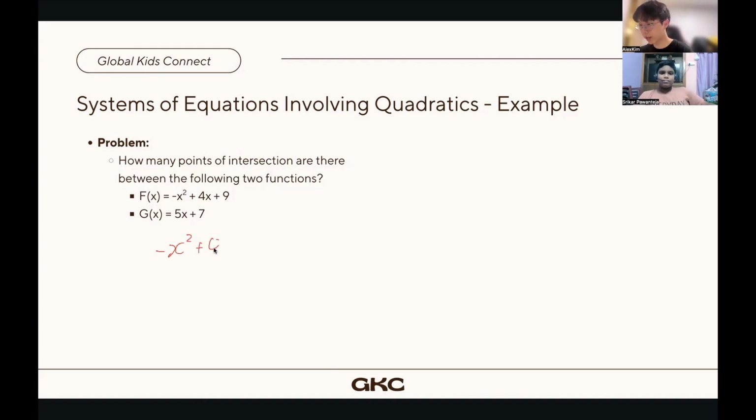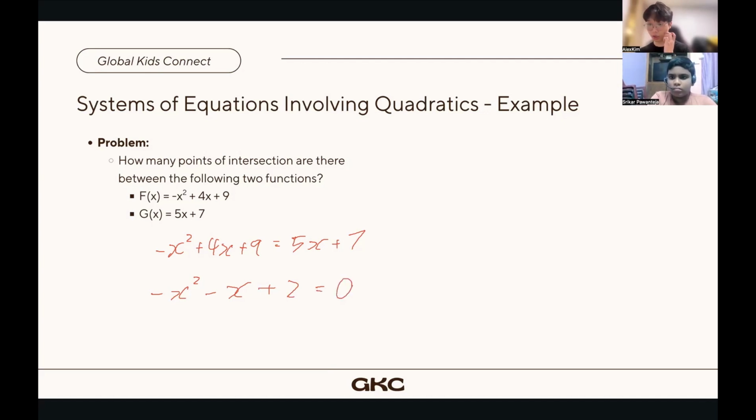negative x squared plus 4x plus 9 is equal to 5x plus 7. And so you can move everything to one side so that we get negative x squared; 4 minus 5 is negative 1, so negative x; and 9 minus 7 is plus 2, which will equal 0. From here, we just find the x solutions to this quadratic function. You could either factor or use the quadratic formula. However, I think we can use factoring for this one to change it up a bit.